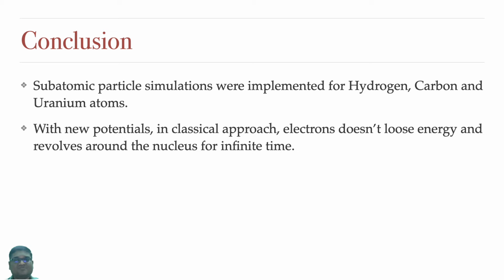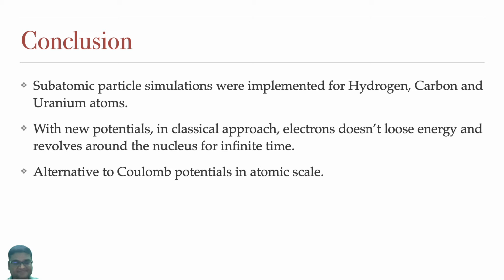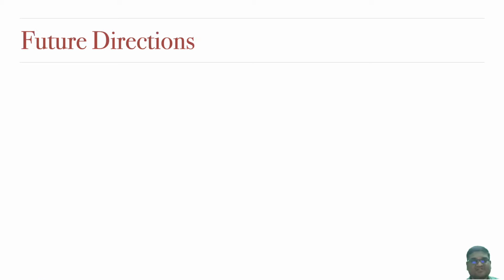So with this, the electron does not lose energy, and it revolves around the nucleus for infinite time with these new potentials I developed in this study. This is an alternative to Coulomb potentials. If I implement a Coulomb potential, the atom is not stable. So I searched for an alternative to Coulomb potentials, and I developed these new pseudo potentials.